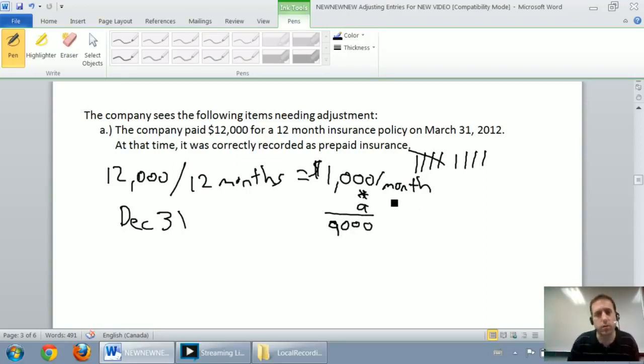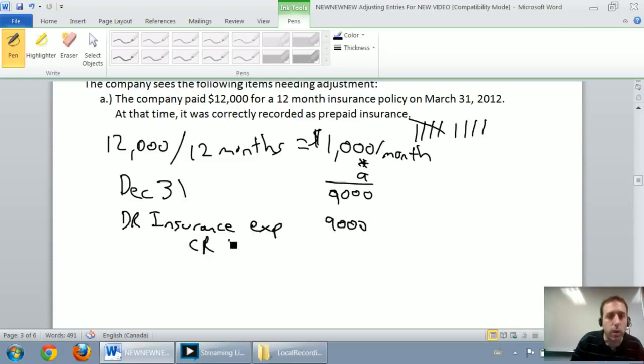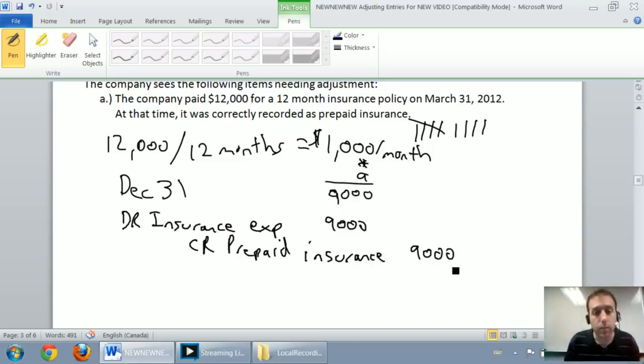Well, I've got to record that journal entry, and we all know that the journal entry to adjust prepaid insurance is always the same. It's debit insurance expense, $9,000, and we're going to credit prepaid insurance for $9,000. And what that journal entry says is insurance expense says we've used up $9,000 of insurance. We credit prepaid insurance to say we had this $12,000 insurance asset. Well, it's not worth $12,000 anymore. So that prepaid has to go down, and that's why we credit it. So there's journal entry A.